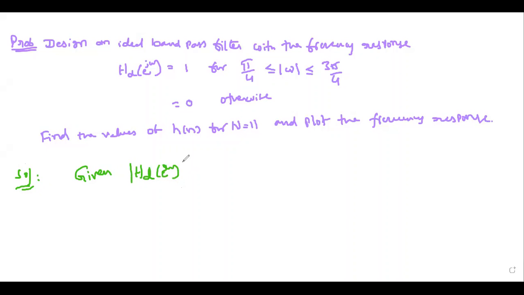The magnitude response is equal to 1 for pi by 4 to 3 pi by 4, and this mod omega represents plus or minus. Therefore, one side it is from pi by 4 to 3 pi by 4. Here say it is pi by 4, pi by 2, 3 pi by 4, and this is pi.